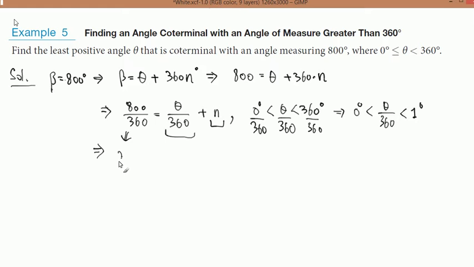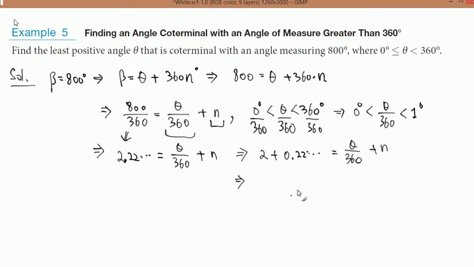So I have 2.22 approximately, and it goes on forever like that. That's the left-hand side. The right-hand side is a quantity we don't know, but it is very small, less than 1. That is the part after the decimal point, and the other part is supposed to be an integer. So the left-hand side really breaks into 2 plus 0.22 going forever. The right side is theta divided by 360 plus n: that's the fractional part and that's the integer part. What should be the correct conclusion? That n must be the integer part, and theta over 360 must be the fractional part.